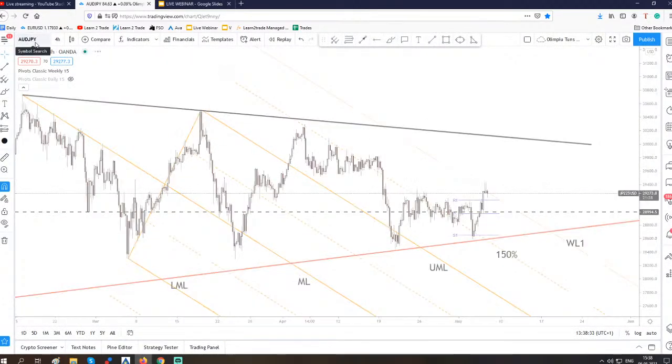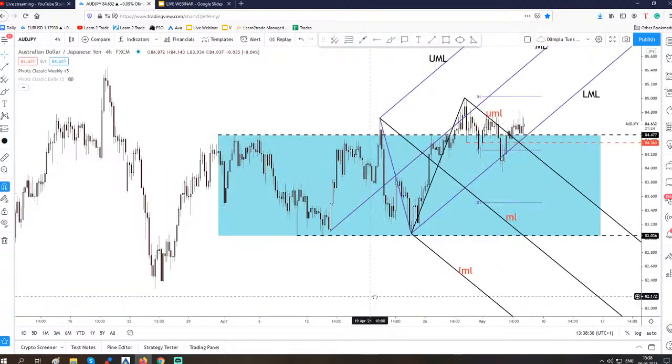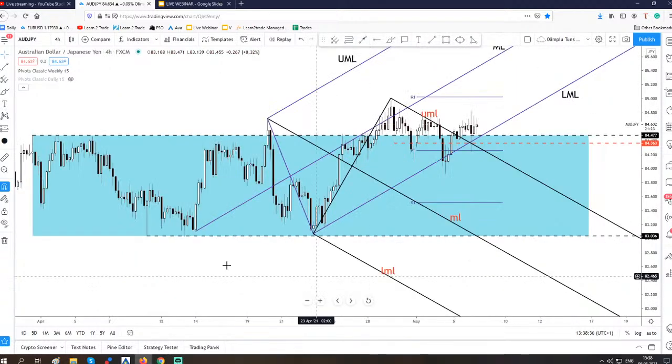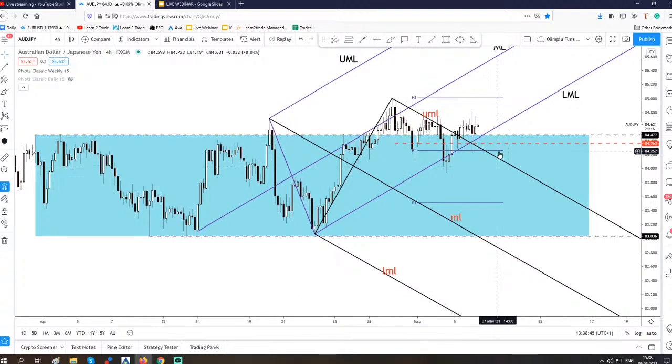So the bias is bullish here after the price has escaped from this range. It has escaped from this descending pitchfork body. It has registered a valid breakout here above the upper median line. It has retested the weekly pivot, false breakdown with great separation, signaling a further potential growth here.